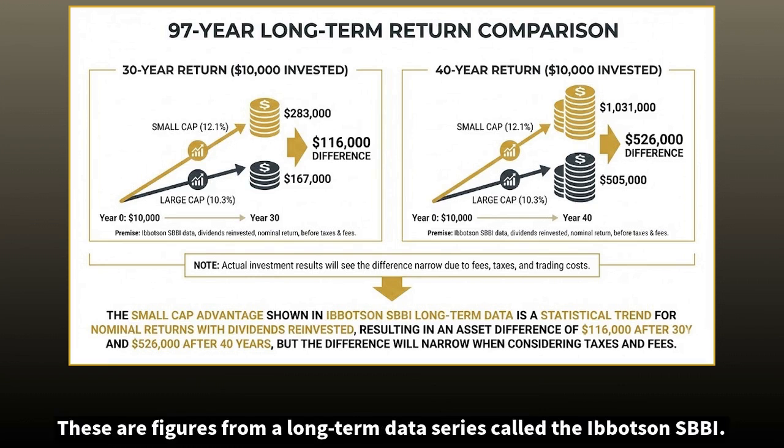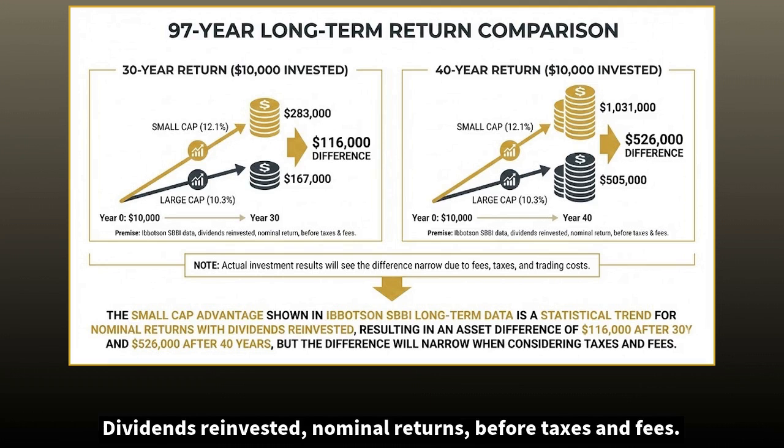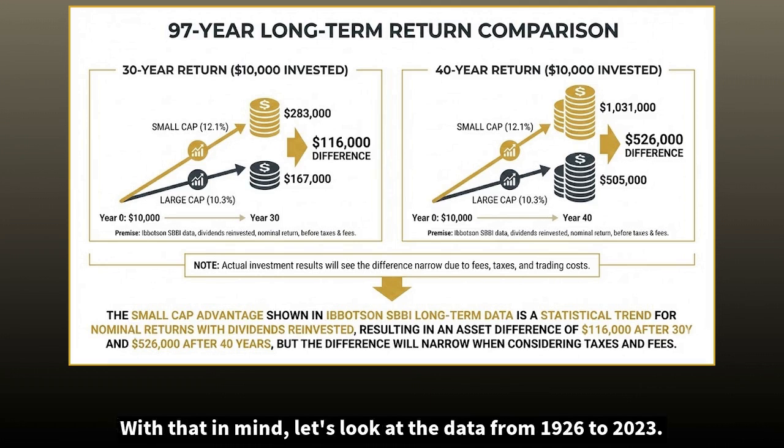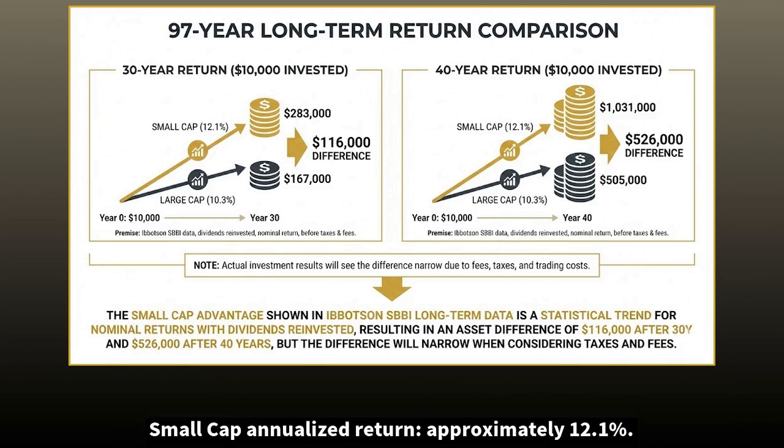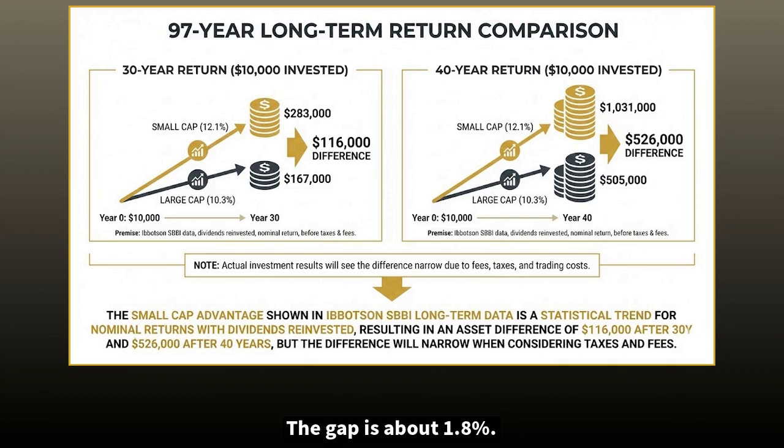These are figures from a long-term data series called the Ibbotson SBBI. Dividends reinvested, nominal returns, before taxes and fees. With that in mind, let's look at the data from 1926 to 2023. Small cap annualized return, approximately 12.1%. Large cap annualized return, approximately 10.3%. The gap is about 1.8%. Let's calculate what that gap produces.